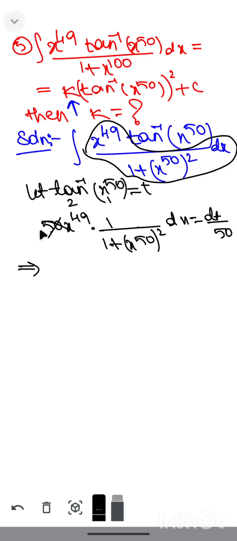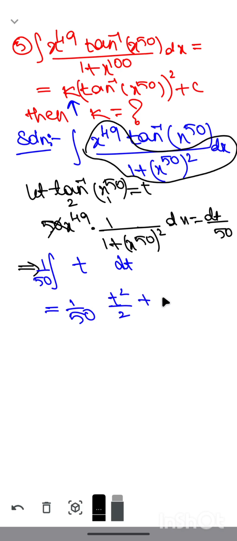integration of x power 49 divided by 1 plus x power 50 the whole square into dx is nothing but dt divided by 50. In the dt divided by 50, 1 by 50 is a constant that you can keep outside. Remaining is only dt. And we have already assumed tan inverse of x power 50 as t. Now find the integration of t with respect to dt, so that we get 1 by 50 into integration of t with respect to t, which is t square divided by 2 plus c.